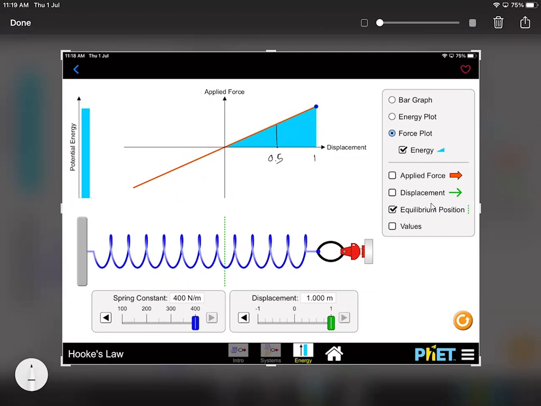I can't show you in the diagram. I can't slide the spring. But what I'm saying is I'm going to change the extension from 1 to 0.5. And then the question could ask, what is the change in potential energy? So what calculation would you have to do there?